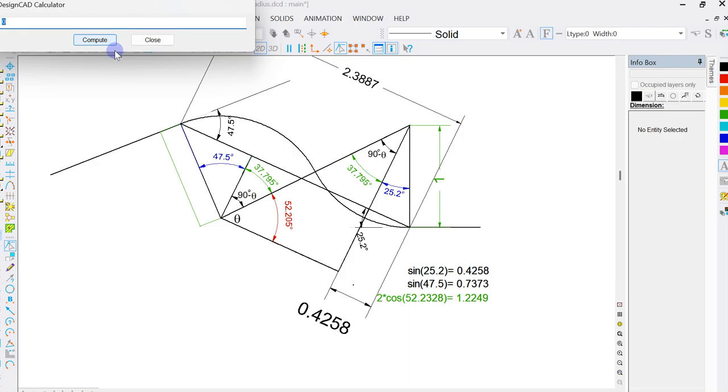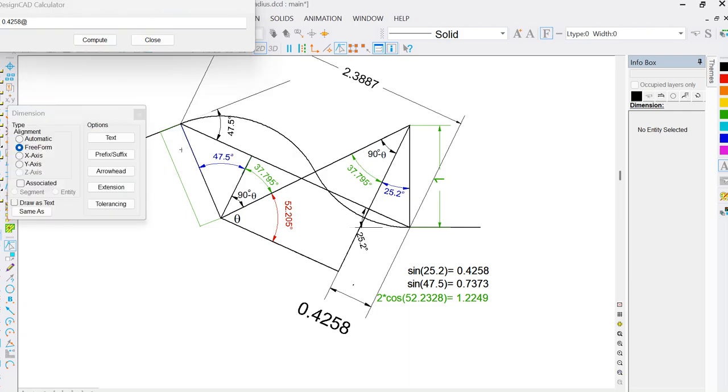Sine of 25.2, close parenthesis, enter, becomes 0.4258, right? That's because the length of the diagonal is 1. Then you do the same thing here. This angle here is 1. The diagonal of this is also 1.